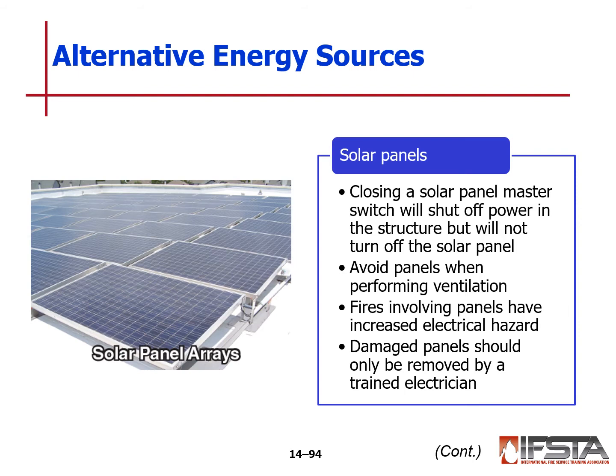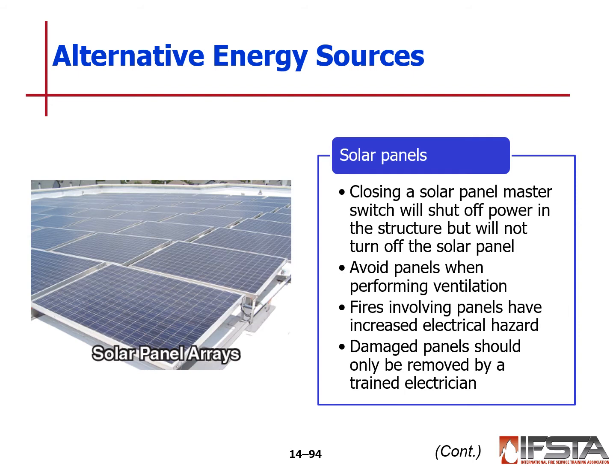Something else that we have to think of these days is alternative energy sources. One of the biggest things is solar panels. And so we find these on roofs, we find them in yards, we find them in all different locations. And closing a solar panel master switch will shut off power in the structure, but it will not turn off the solar panel. So we want to avoid panels when performing ventilation if they're on the roof.